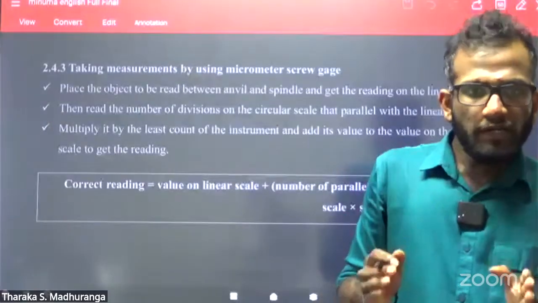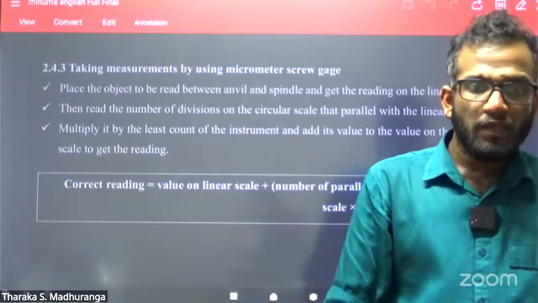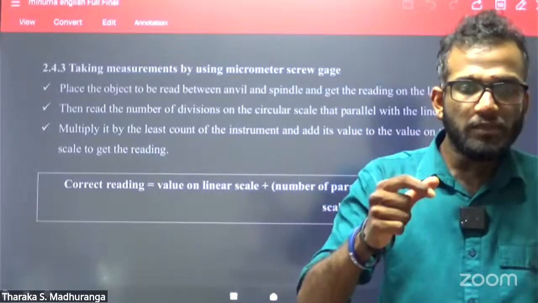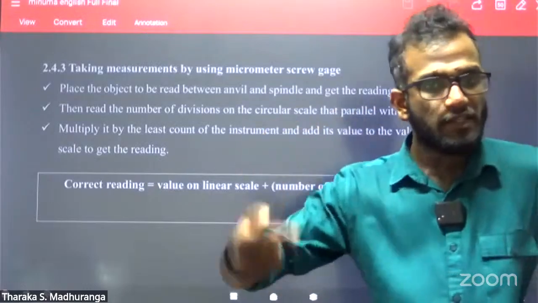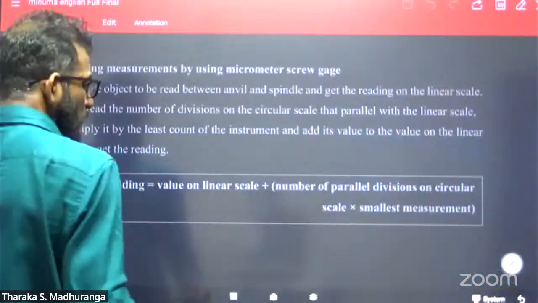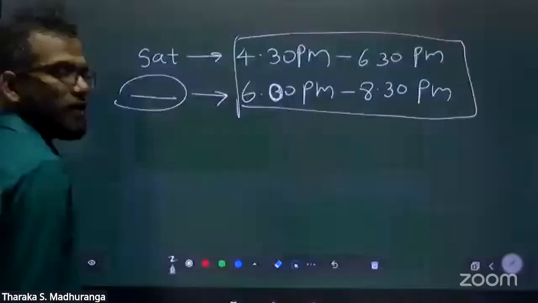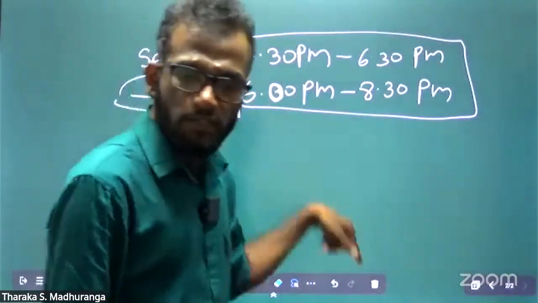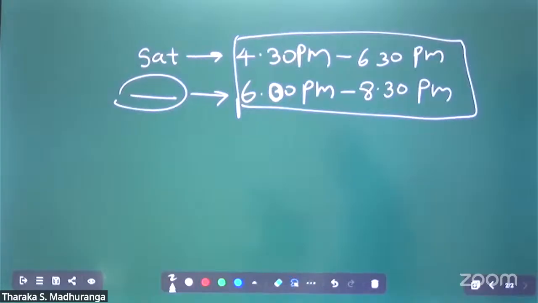We're going to understand how we read this. Without reading, we cannot get the measurement. After taking measurements, how do we read this measurement using the linear scale and circular scale? I will explain this. This is a very simple thing. I will explain on the whiteboard, then after going to the tube, I will explain in the simulation.